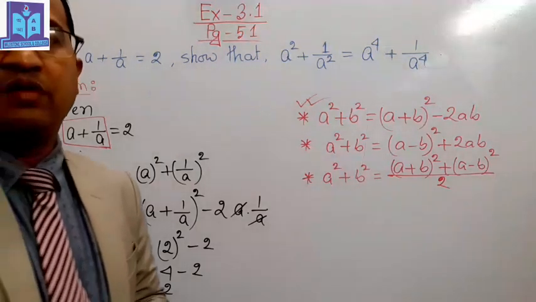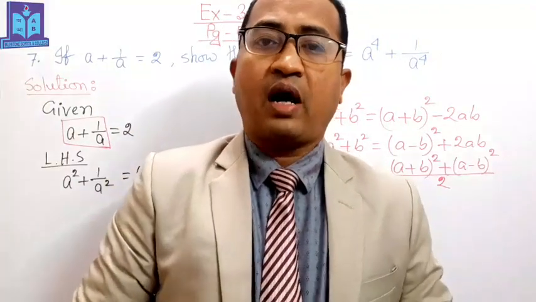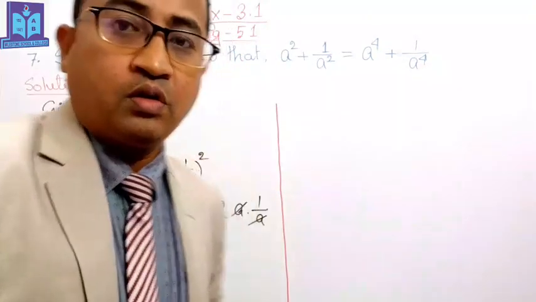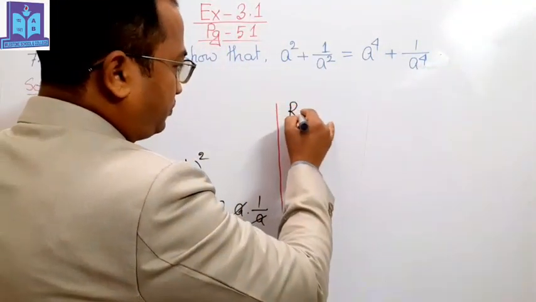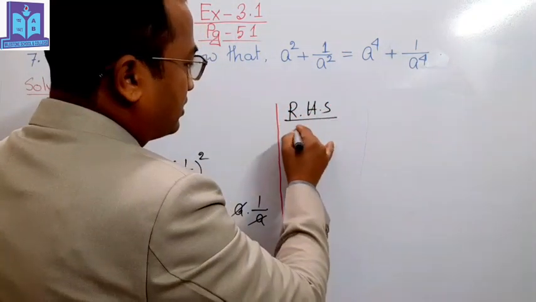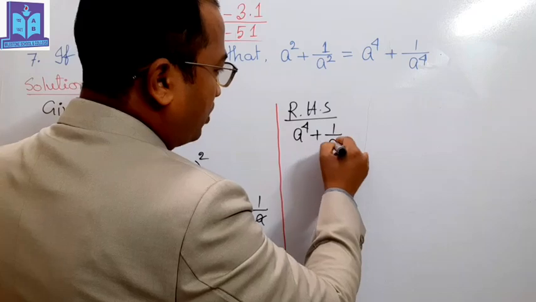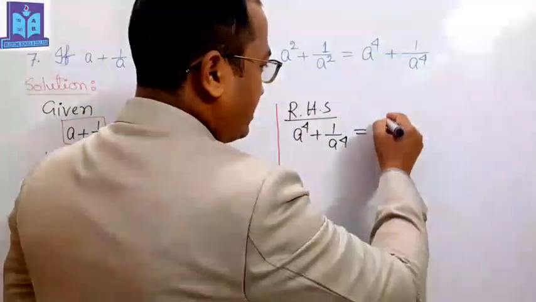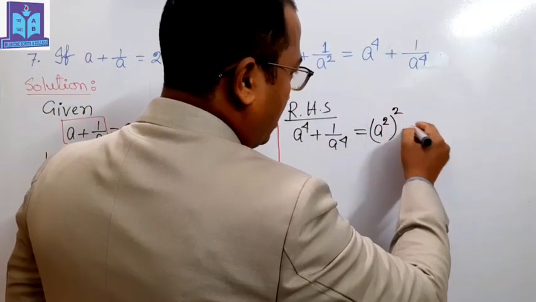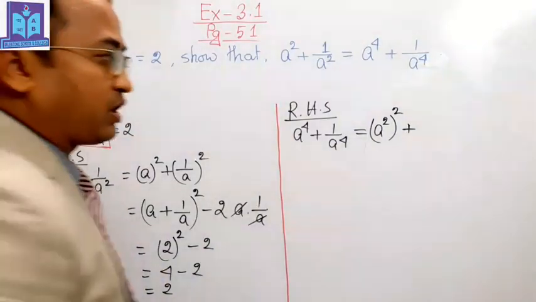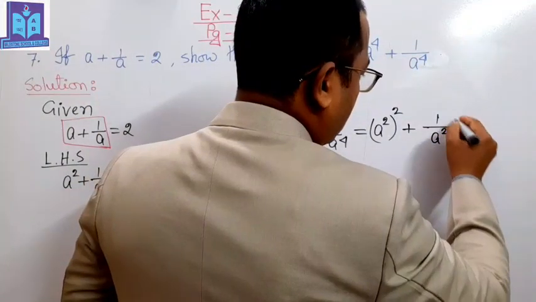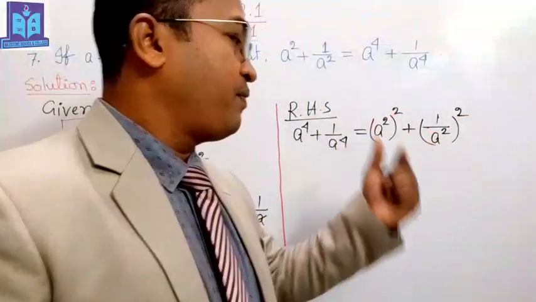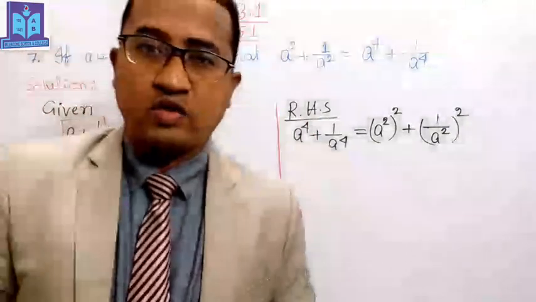Now we will find out the value of the right hand side. If the value of the right hand side is also 2, then it will be proved. Now right hand side, that is a power 4 plus 1 by a power 4. A power 4 we can write as (a square) whole square, and 1 by a power 4 we can write as (1 by a square) whole square. So it also becomes the format of a square plus b square.